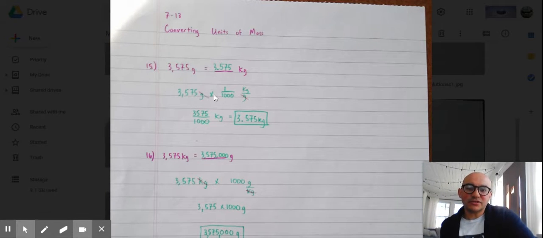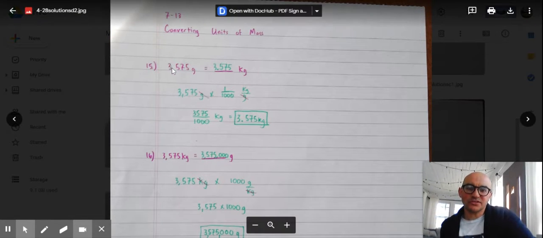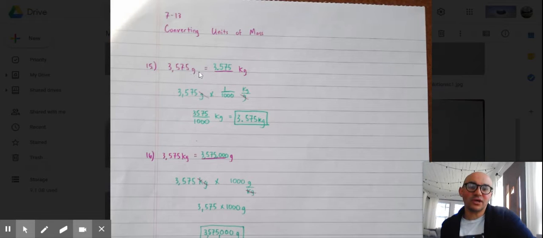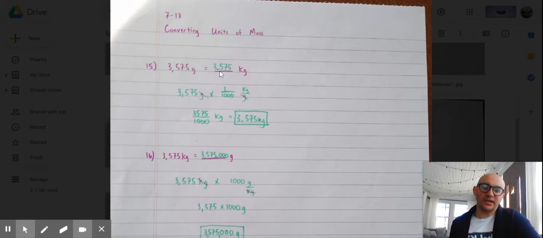So 3,575 times 1 over 1,000 is 3,575 over 1,000. And finally, I wrote this as a decimal, 3.575 kilograms is what we're left with for our final answer for number 15. So 3,575 grams is equal to 3.575 kilograms.